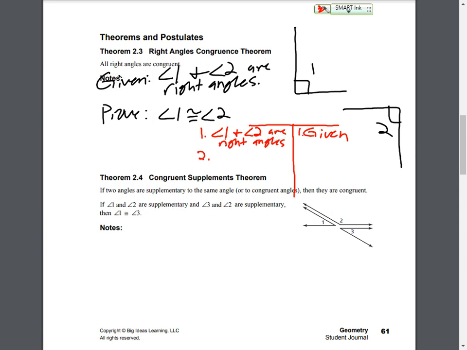What's number 2? How can we prove that angle 1 is congruent to angle 2? Well, we can say the measure of each angle, right? Measure of angle 1 equals 90. Measure of angle 2 equals 90. I've run out of room, I apologize. And that's the definition of a right angle.